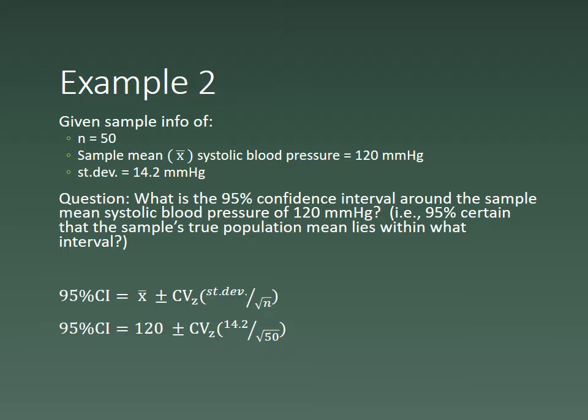So we have, filling in the values we know right now, 120 plus or minus CV Z times the standard deviation, which was 14.2, divided by the square root of the sample size, which was the square root of 50. But we still are missing 2 values in this equation. We don't know the 95% confidence interval, and we don't know the critical value, Z.